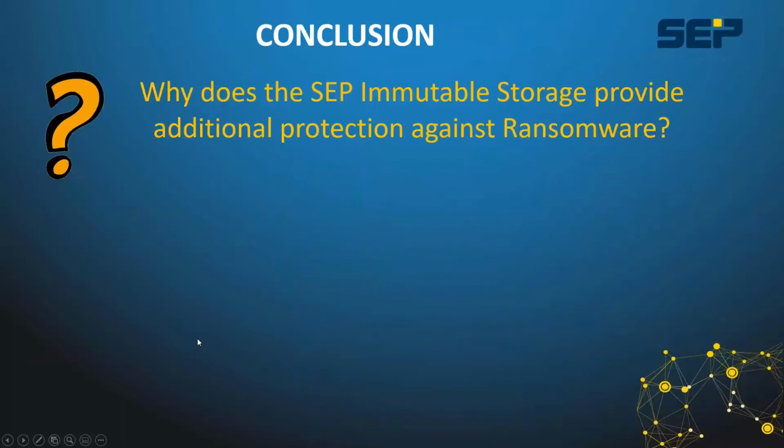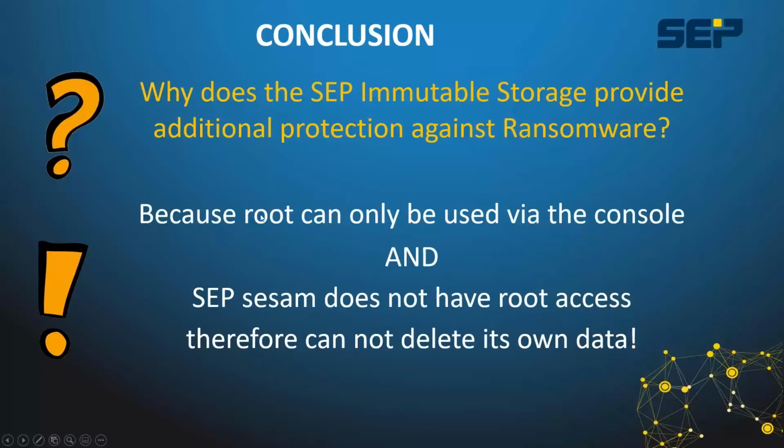So in a nutshell, the conclusion is: why does the SEP immutable storage provide additional protection against ransomware? There are two facts. First of all, only root can do a deletion, but that's secured because you can only log in via the console. And Sesam has access, but it does not have root access, and therefore SEP Sesam cannot delete any data from the immutable storage. That's the important point, and that's why ransomware does not have any chance to attack this kind of data.